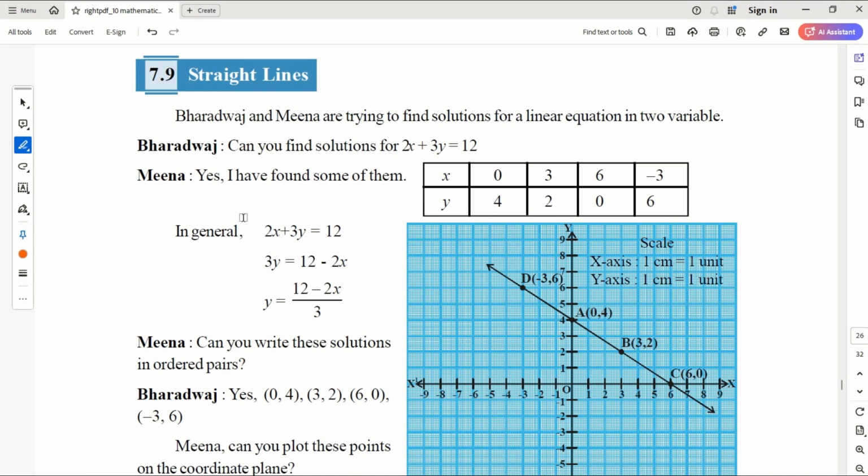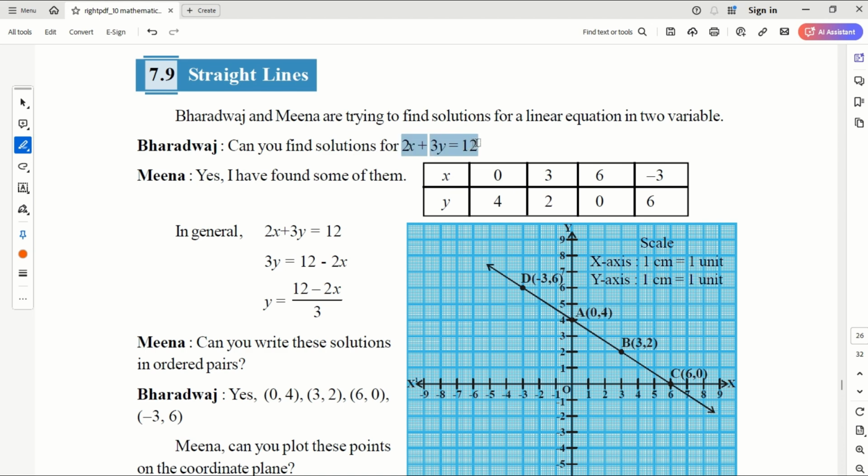Okay, next let's learn straight lines. We already had a class on pairs of linear equations, so there we know what a straight line is. The equation of a straight line is in the form ax plus by plus c equal to 0. If it is in this form, then it is a straight line. So we have the knowledge already, and how to plot a line on graph paper we have also already seen. So let's just review it.